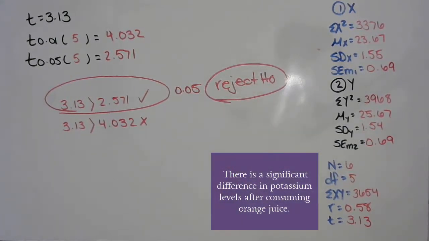Okay? And then if you wanted to put that into sentence form, put your results into a sentence, it would be read as, there is a significant difference in potassium levels after consuming orange juice.